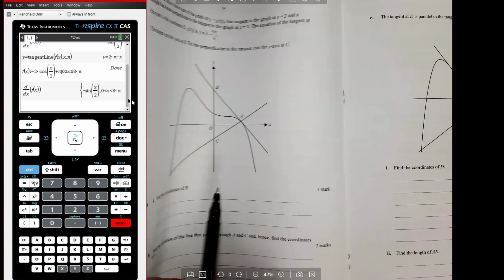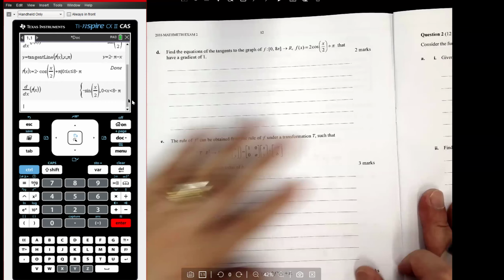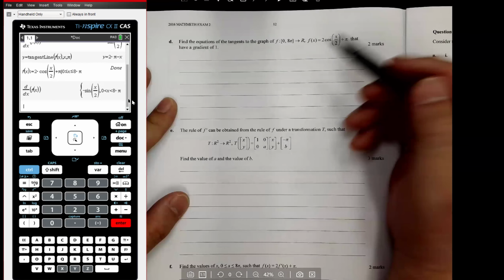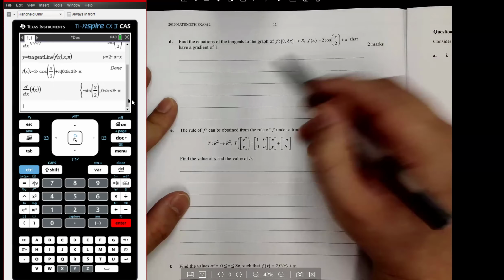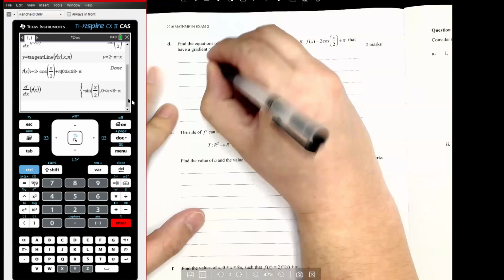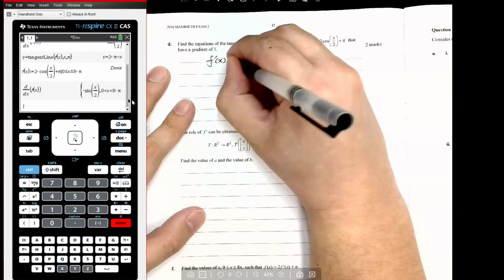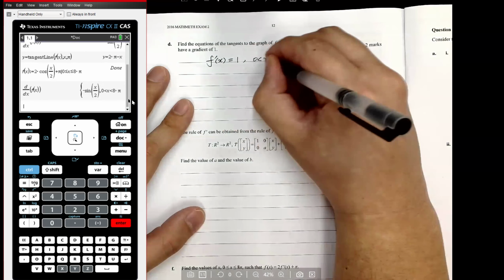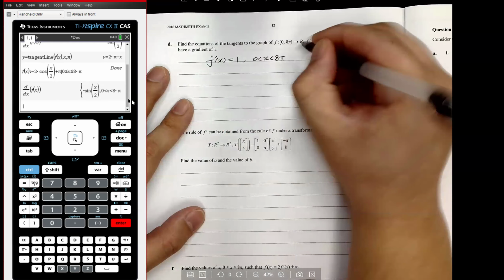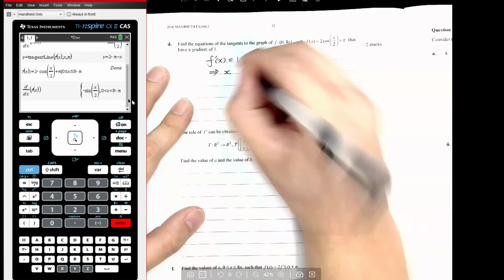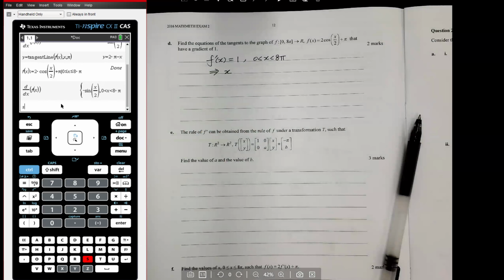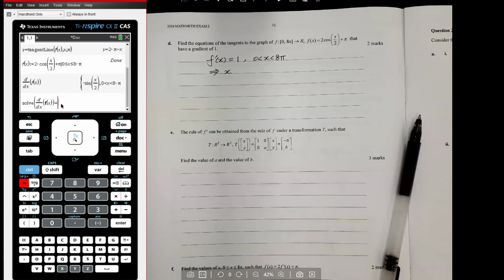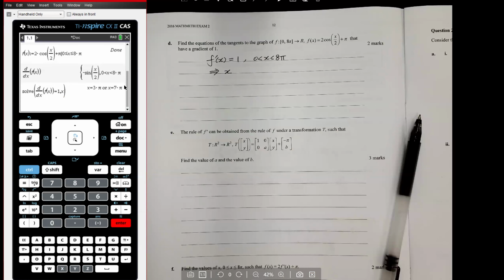Actually, it's one more page. Find the equations of the tangent to the graph that have a gradient of 1. So you are going to equate the derivative function to 1, solve that over this domain, and you should be able to get some x values. What I'm trying to do is solve that equals 1, for x. Because in my second definition here, I've included the domain restriction, in the solve command I don't have to include the domain restriction. So I'll get a 3 pi and a 7 pi.